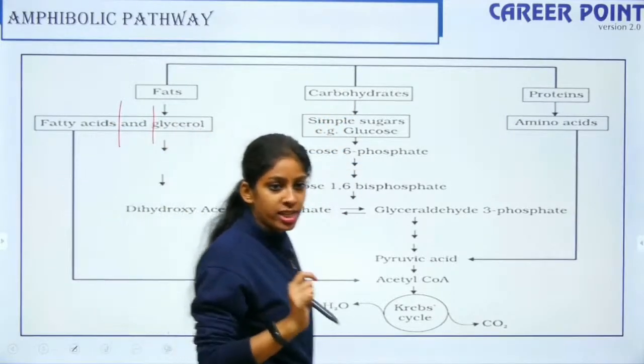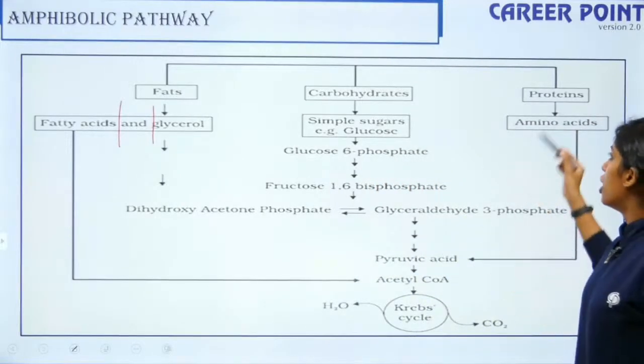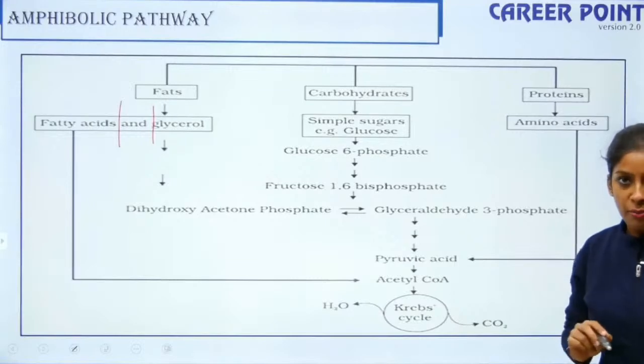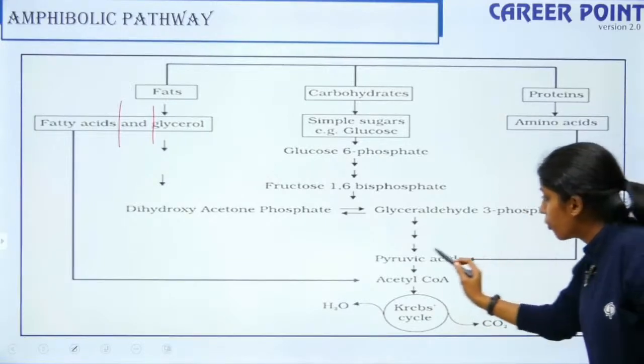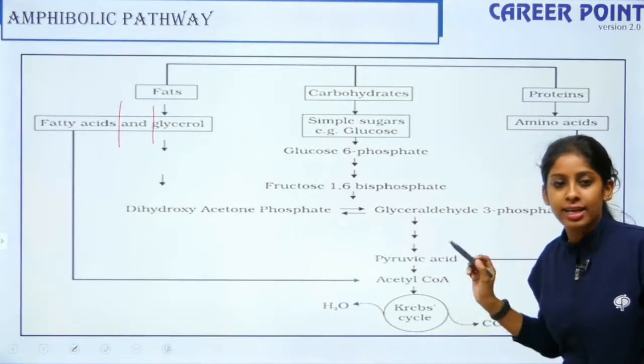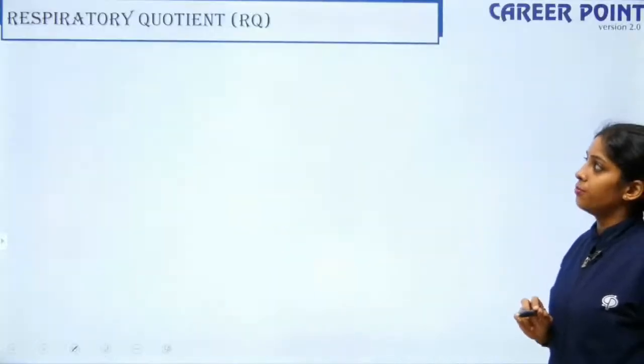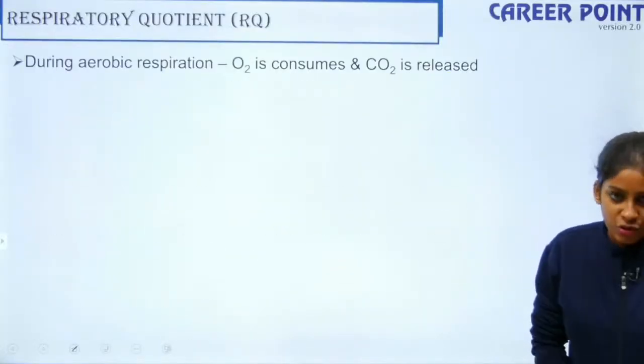If the plants have only protein stored, then how will it produce energy? The proteins will be converted into amino acids. The amino acids will be broken down into pyruvic acid, which enters the link reaction, TCA cycle, and the electron transport chain. So everything is interconnected. Fine. So what is respiratory quotient?